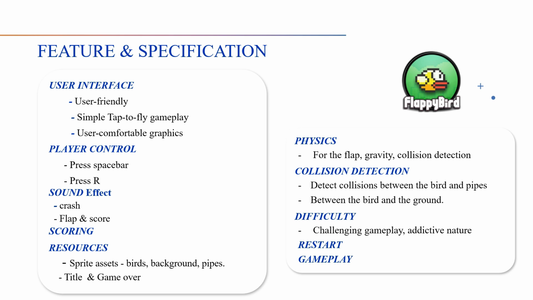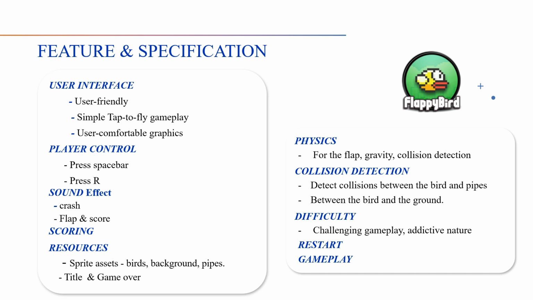For sound effects, there are three types of sound: crash, flap, and score. In scoring, if you successfully pass the pipes, you gain score. And there are many resources: sprite assets, bird, background, pipes, titles, and game over. And there is physics for the flap, gravity, and collision detection.